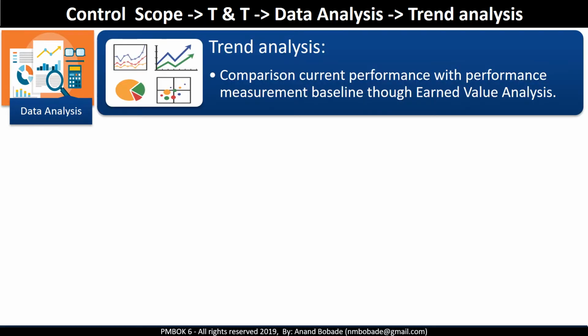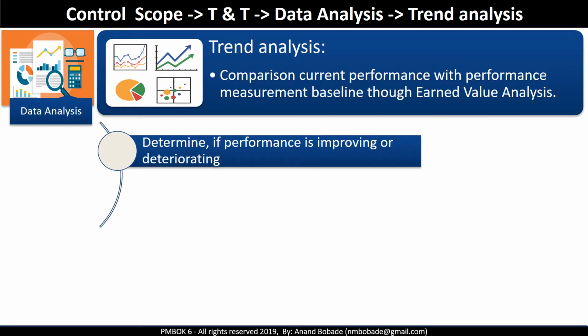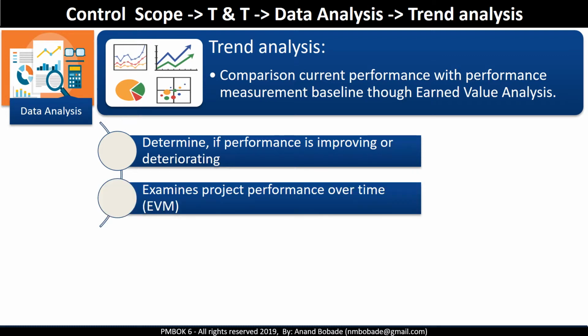Trend analysis. It is a comparison of current performance with the performance measurement baseline. This is usually done through earned value analysis. The analysis will show if there is a trend towards improving or deteriorating performance. If it is deteriorating, then find out if a preventive action is required to reverse the trend. Remember, when a question is on trend analysis, the focus is on examining project performance over time.